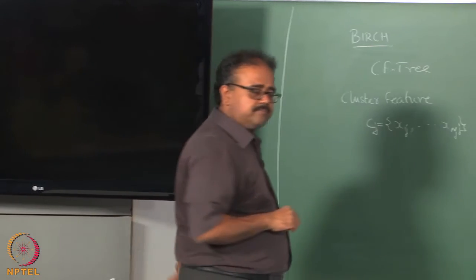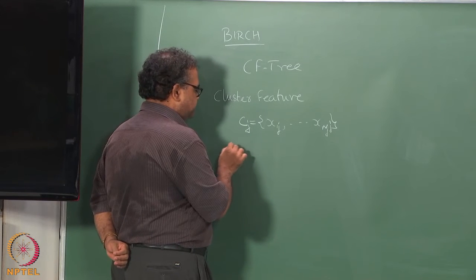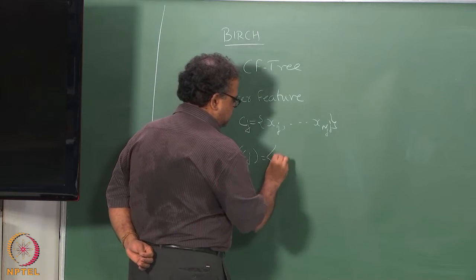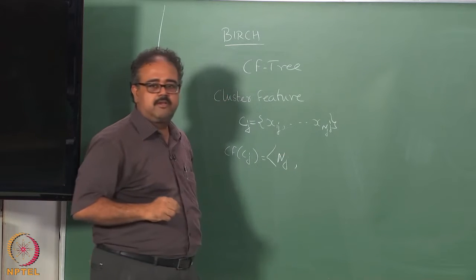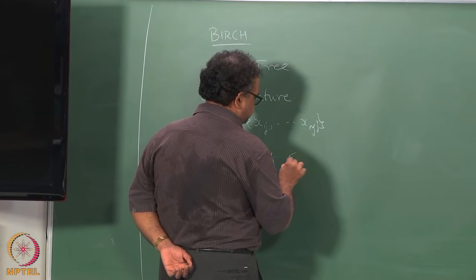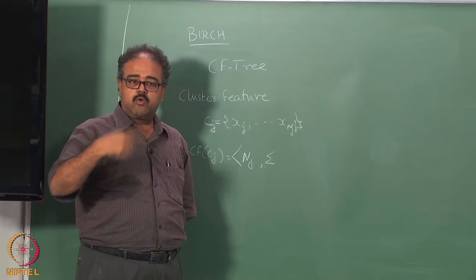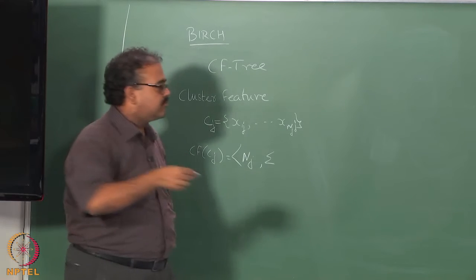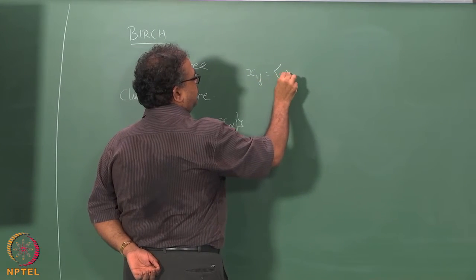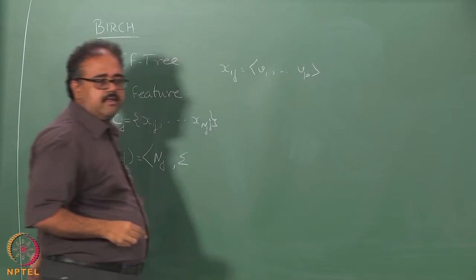So the clustering feature corresponding to cluster j will be the number of points in the cluster, and the sum of the individual coordinates of the data points. Suppose my x1j consists of some v1 up till vp.